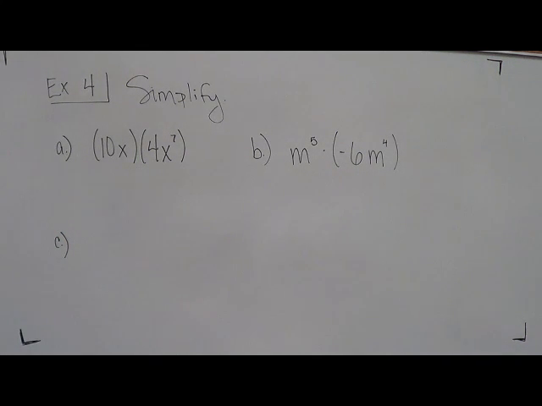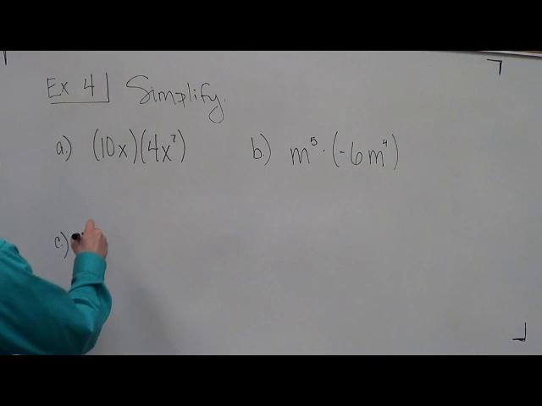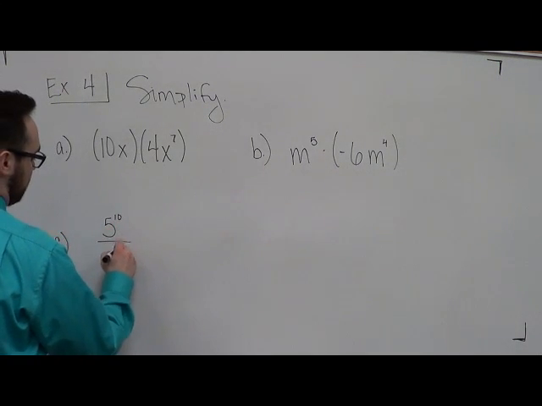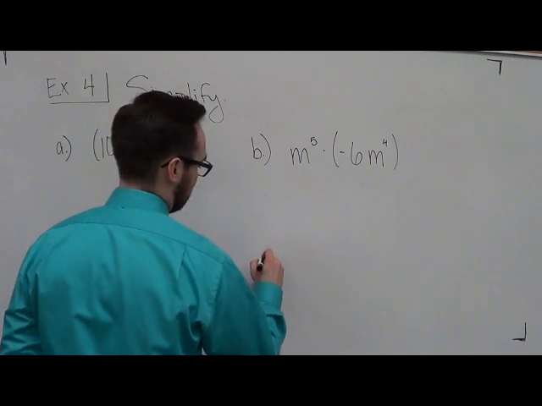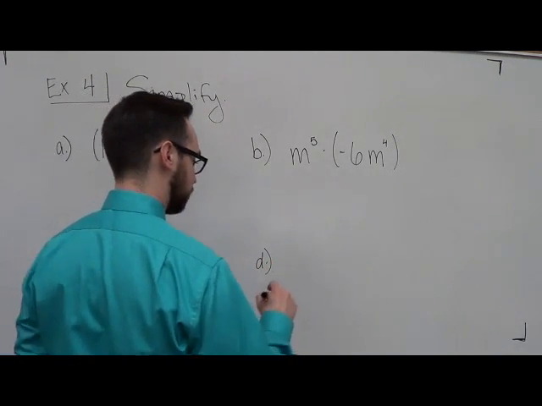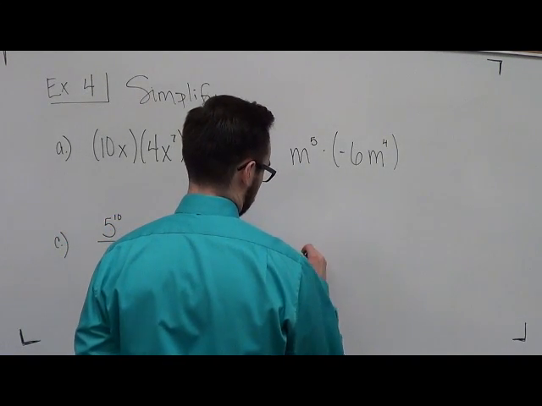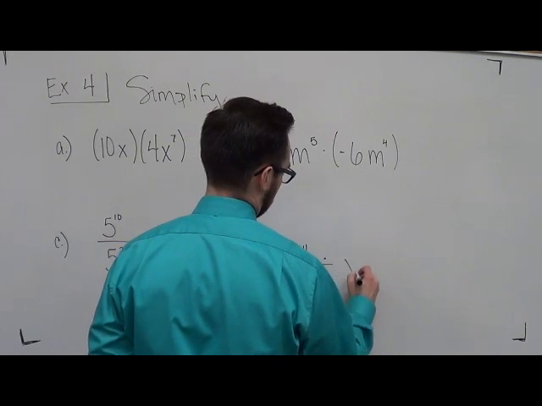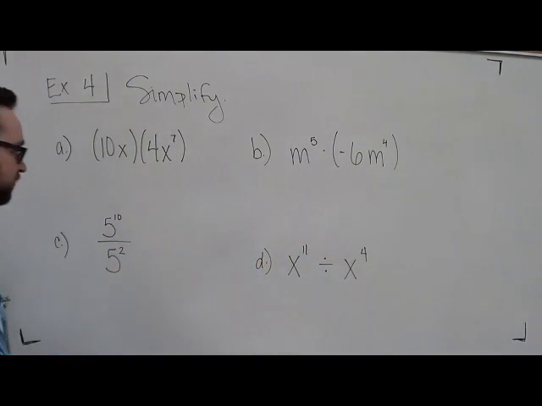Letter C. Let's do 5 to the 10th divided by 5 squared. And the last one, let's do x to the 11th divided by x to the 4th. So take a minute, and you're going to want to pause the video because I'm not going to give you a ton of time. But take a minute, figure those out, and then when you've figured them out, go ahead and push play again, and you can check your answers.